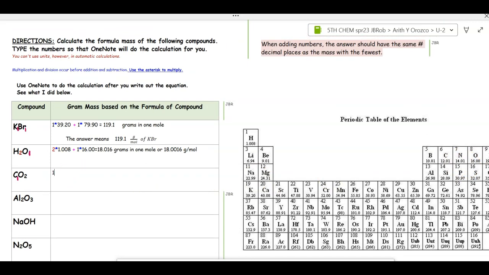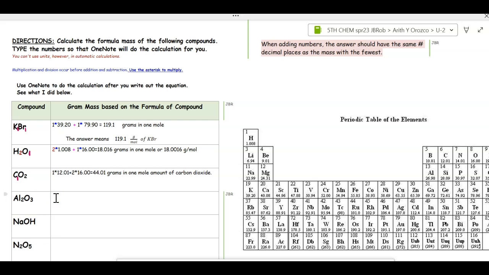We have one carbon atom, 1, I go to the asterisk, 12.01 plus 2 times 2 asterisk 16.00 for oxygen equals, enter. It says there's 44.01, and these are the number of grams in 1 mole amount of carbon dioxide. All right, that means there'd be 6 times 10 to the 23rd of these CO2 particles.